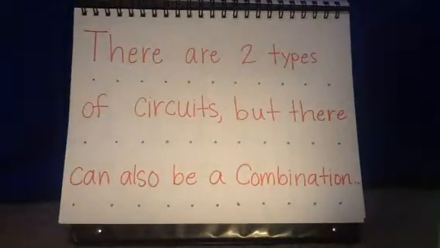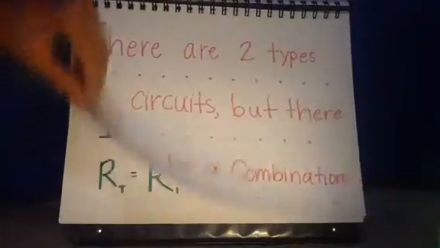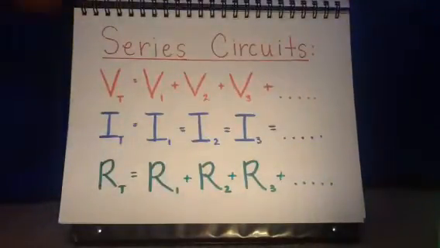There are two types of circuits, but there can also be a combination. Our first circuit is a series circuit. Our total voltage is V1 plus V2 plus V3. Our total current is the same throughout, and our resistance is R1 plus R2 plus R3.